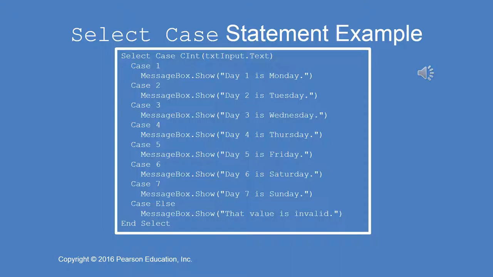When it compares the text property of TextInput.Text converted to an integer, if it doesn't match 1, it skips that. If it matches 2, then it executes the statement or statements between case 2 and case 3, etc. It'll go down. If it doesn't match 1, 2, 3, 4, 5, 6, or 7, it will automatically default to the case else statement, which will display a message box indicating that value is invalid.